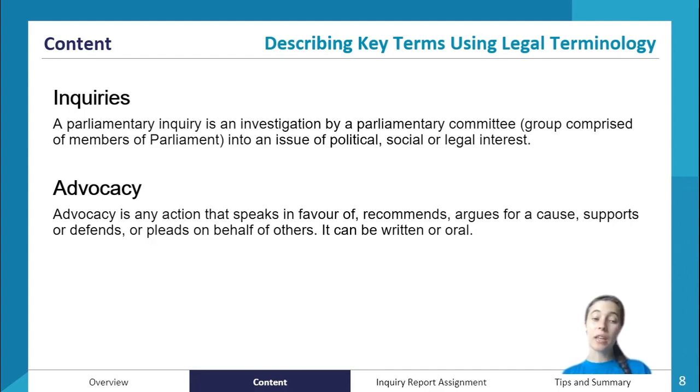And advocacy is any action that speaks in favor of, recommends, argues for a cause, or supports or defends, or pleads on behalf of others. It can be written or oral. Now, that is a bit of a mouthful, but basically it's that idea that you're advocating for something, you're supporting something very outright about it.